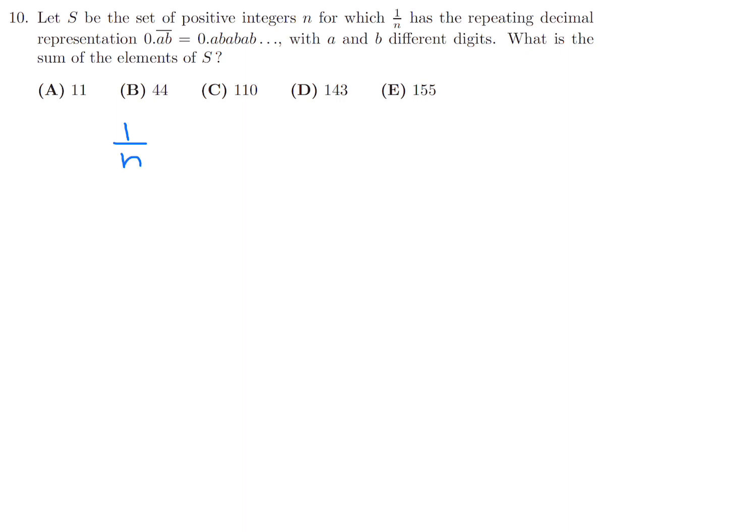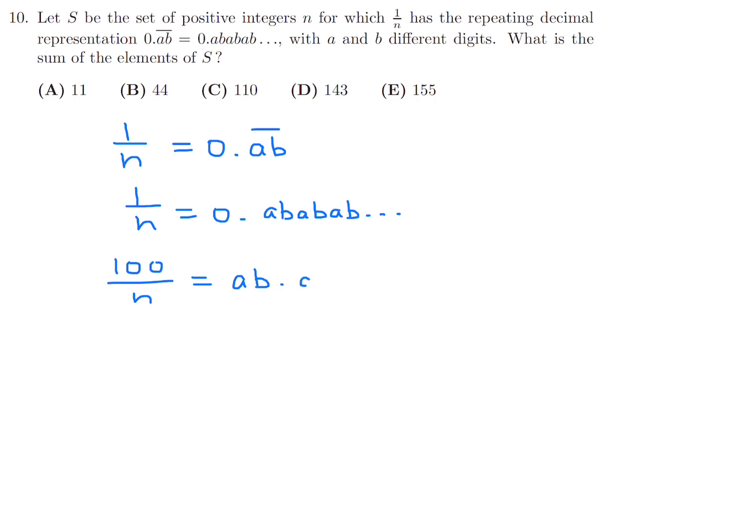1 over n is of the form 0.ab repeat. So what that means is that 1 over n is a number of the form 0.ab, and so on, right? The ab's just keep on going. Now, if you multiply both sides by 100, you'll get 100 over n, and this side will become ab dot ab, and so on. But the good news about doing this is you can subtract this one from that one, and that will get rid of everything after the fraction.